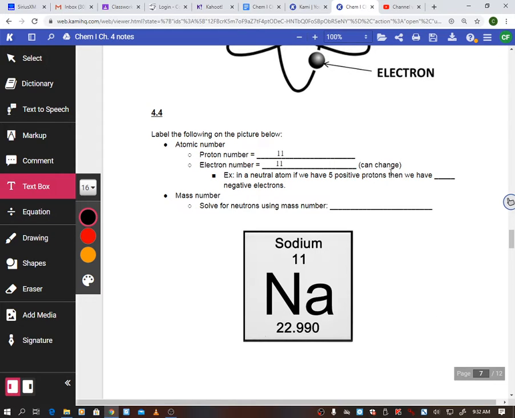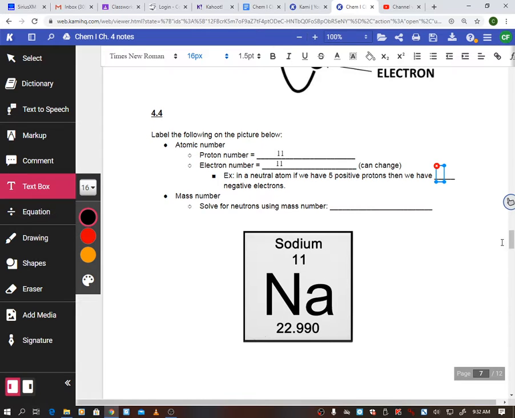This can change, and we will see that later on, where we have something called ions, and that means that we have lost or gained electrons, and that is how things will combine. That's how we make salt, NaCl, with an exchange of electrons, so they can get a charge. That's how you shock people, or with a balloon you can make your hair stand up. It's the electron movement. An example is, in a neutral atom, if we have 5 positive protons, then we have 5 negative electrons.